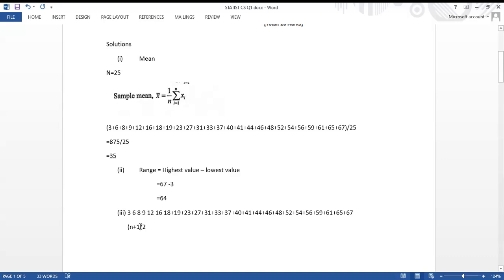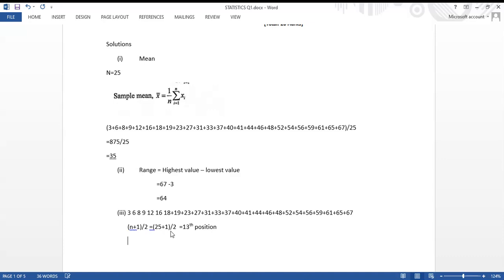We know our n is 25. 25 plus 1, divided by 2. That is 26 divided by 2, which gives us 13. So our median is on the 13th position.